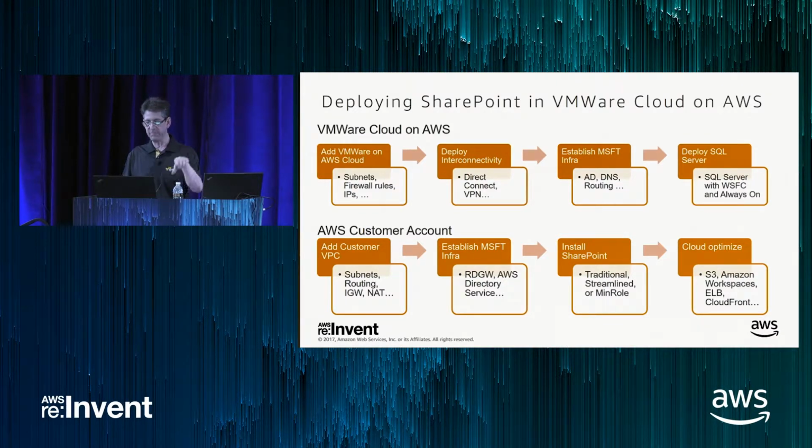Then we want to pop up and make sure that we have all the Microsoft pieces. So I'm going to put Active Directory, which includes DNS and routing, onto the VMware Cloud side. And I'm going to put SQL Server on the VMware Cloud side, which will take advantage of Active Directory, DNS, and routing. So the top half of this diagram is really the VMware Cloud side of things.